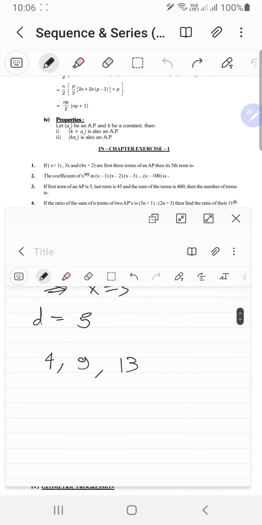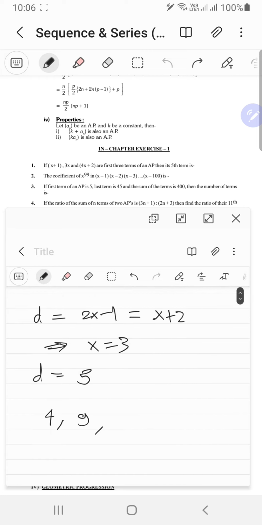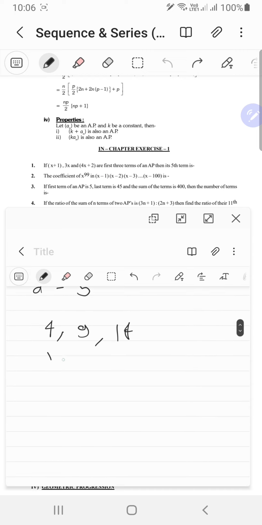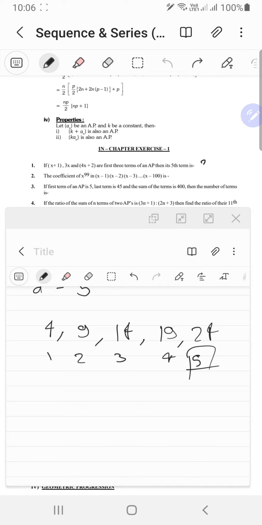No, wait. It's not 13. Our x value is 3, and our difference is 5, so it should be 14, because 12 plus 2 is 14. Yes, that's correct. And then we want the fifth term. This is the first term, second term, third term. For the fourth term, it will be plus d, which is 5, so 19, and then 24. So the fifth term is 24.